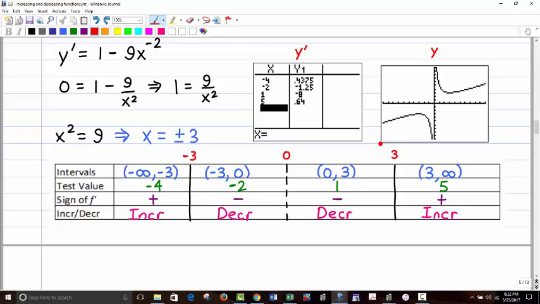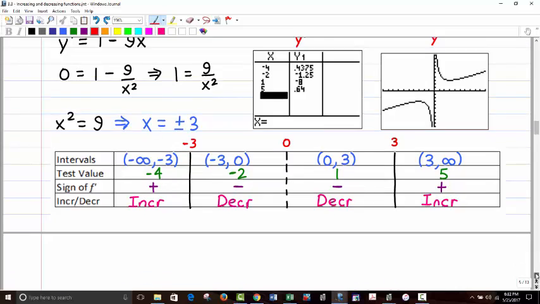0 to 3. And then 3 to infinity. Now, in a little while, I'll talk about why I have this dashed line there. Don't worry about it for now, but I will explain that at some point.